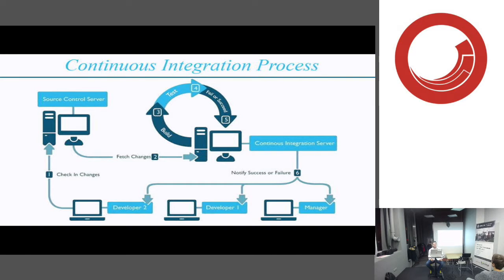Let's check the diagram. Everybody knows what continuous integration is, but we have a source control server. We check in something, and then the code is being built and it's being tested. If it succeeds, the other developers are notified and they're able to download the latest source and continue to work from there. Okay, let's check now what is different when working with Sitecore.